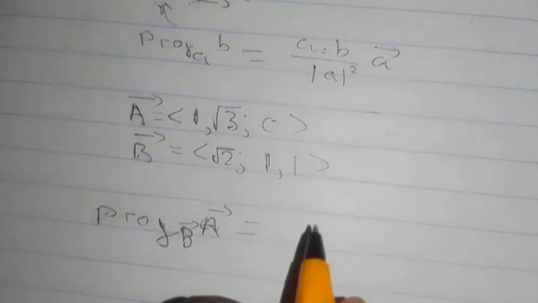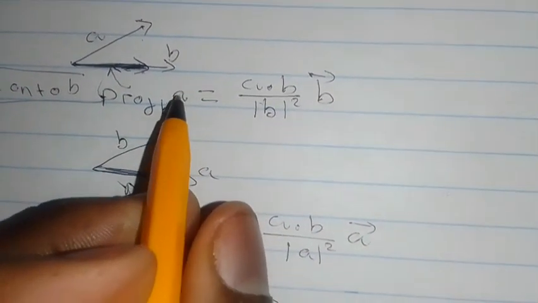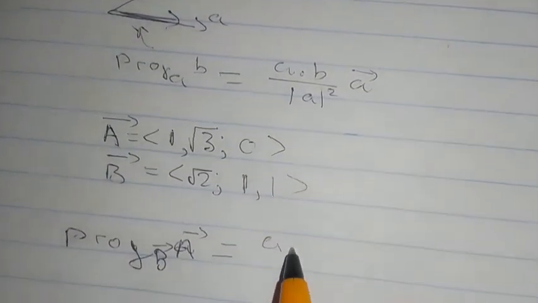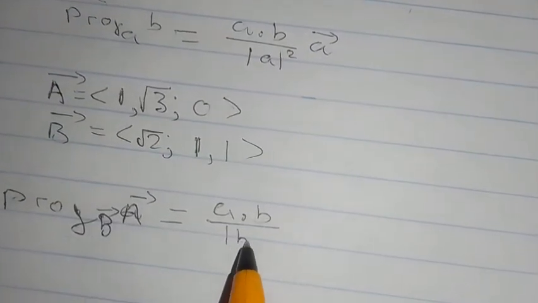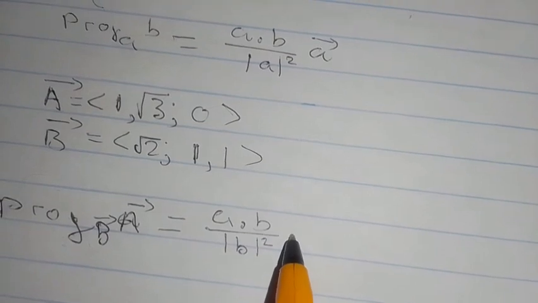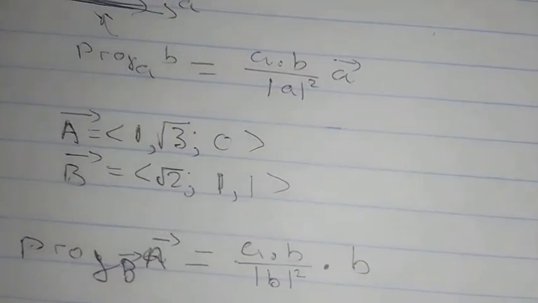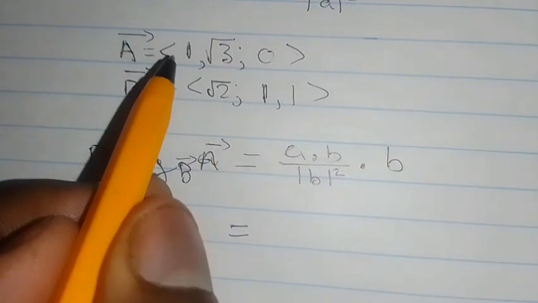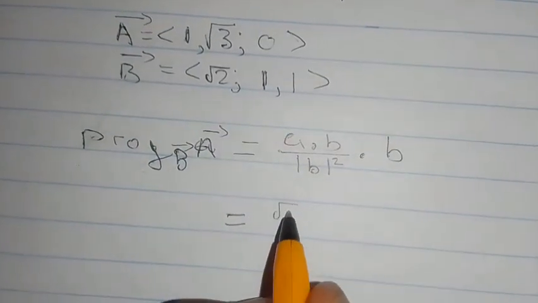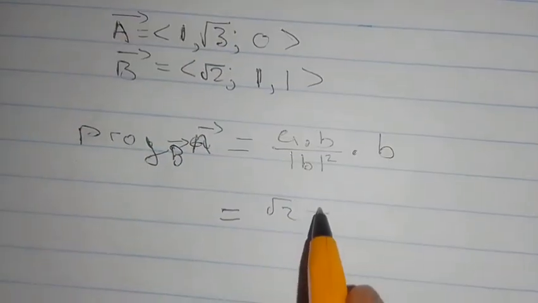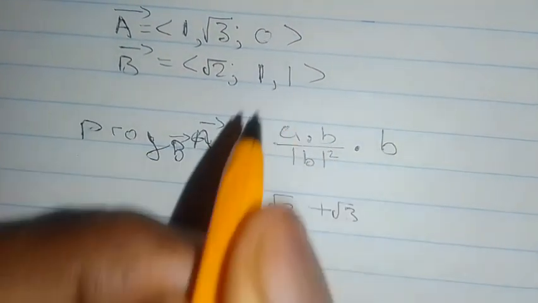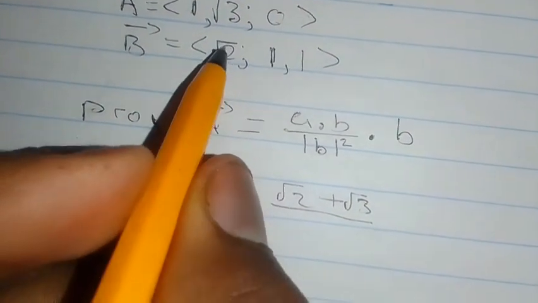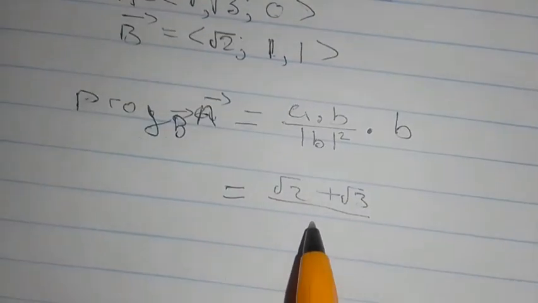This will be given by the formula: projection of A onto B is A dot B, divided by the length of B squared, then multiplied by vector B. So now A dot B: 1 times root 2 is root 2, and root 3 times 1 is root 3, and 0 times 1 is 0. And you divide by the length of B squared. What's the length of B? It's the square root of 2 plus 1 plus 1, which is 2.